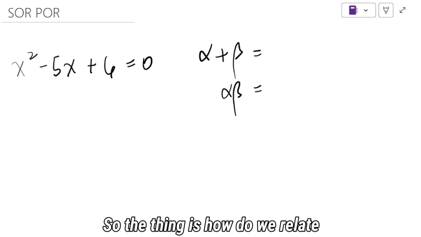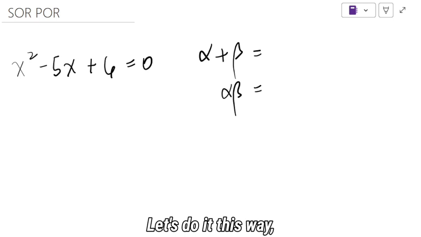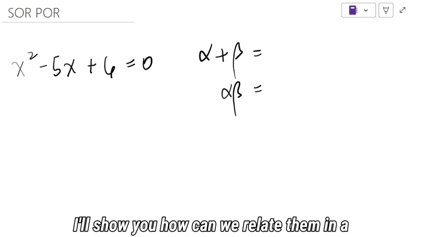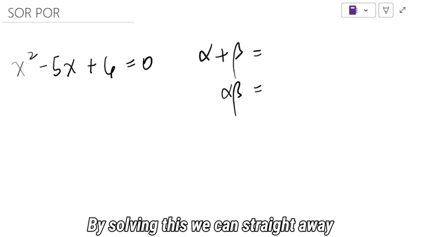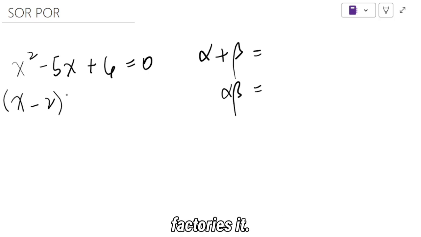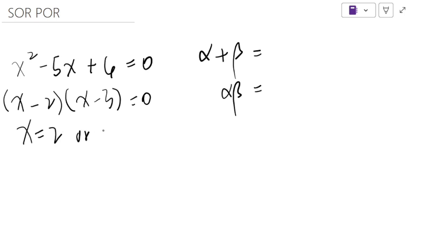So the question is, how do we relate quadratic equations to the sum of roots and product of roots? Let's do it this way. I'll show you how we can relate them in a solid way. For example, I want to solve this quadratic. We can straight away factorize it. So this is your answer: x equals 2 or x equals 3. So there are two roots. We can assume that the first root is 2 and the second root is 3, or x equals 3 is the first root and x equals 2 is the second root. It doesn't matter.